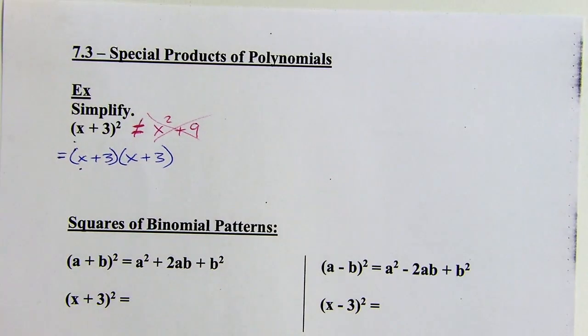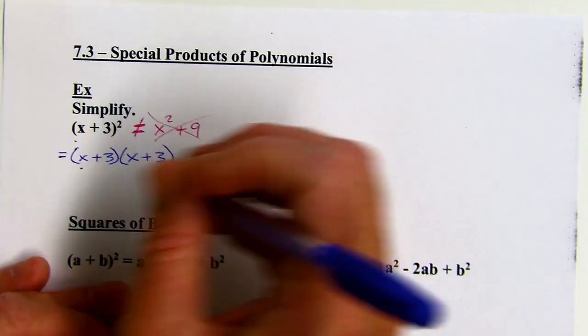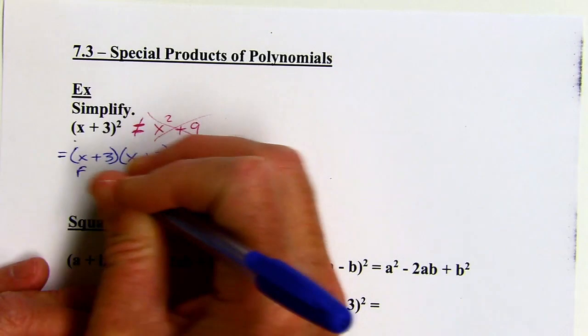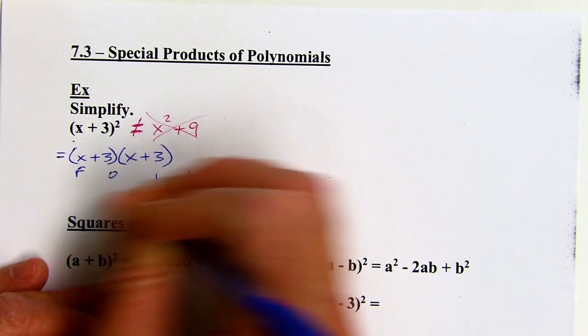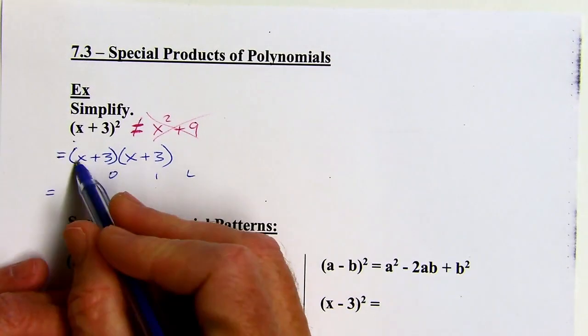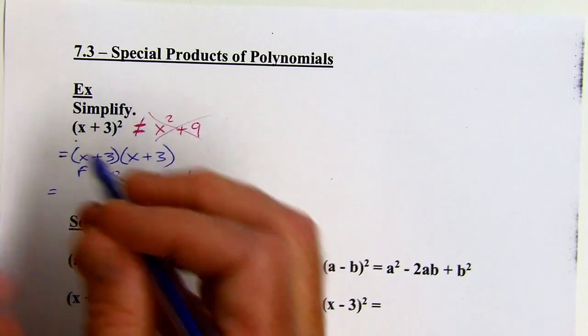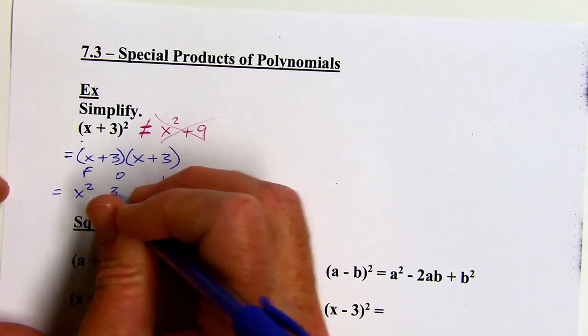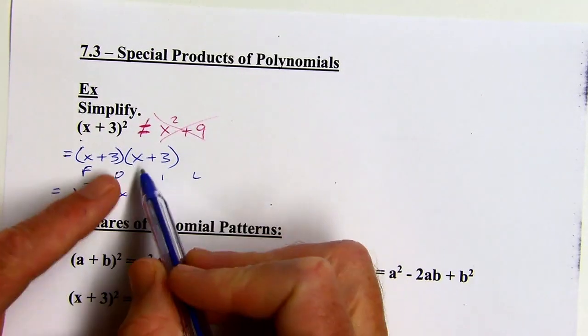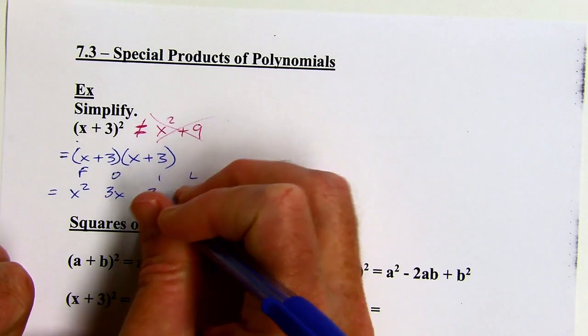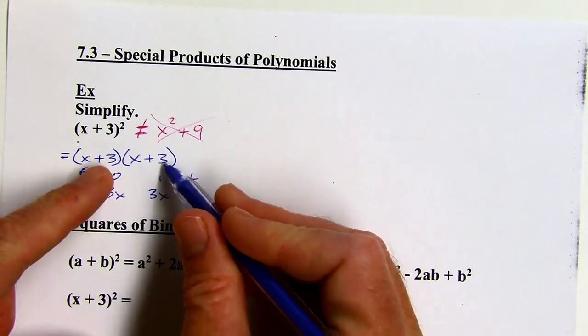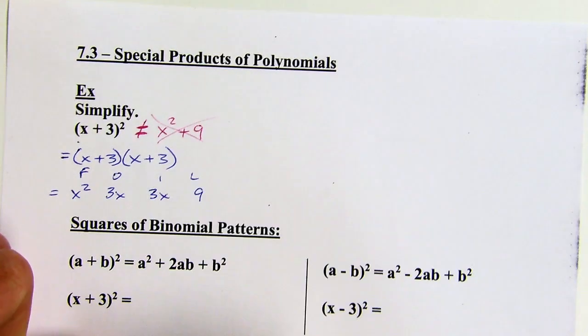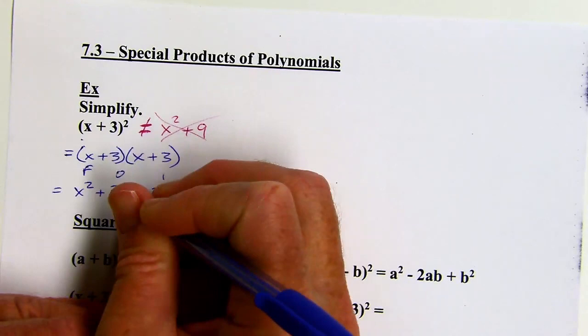When I have two binomials, I like to FOIL. So I'm going to do first, outer, inner, last. Okay, so first I've got x times x. Those are the pieces in front. That's x squared. Outer is x times 3, which is 3x. Inner, the ones on the inside, 3 times x. And last, the pieces at the end, 3 times 3 is 9. And then I add up all of those pieces.